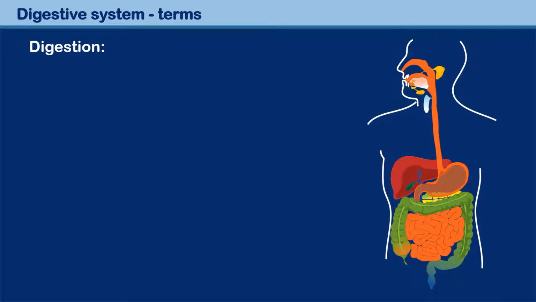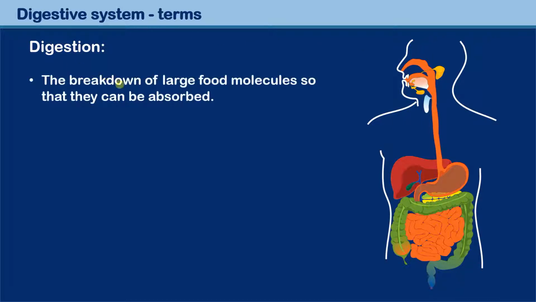There are three important terms relating to the digestive system, which I'm going to explain now. So first of all, let us define the term digestion. It is the breakdown of large food molecules, that is the food that we eat, so that they can be absorbed. And this breakdown occurs, of course, here in the mouth.